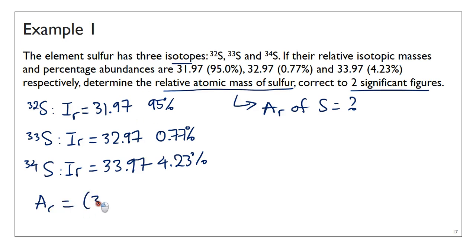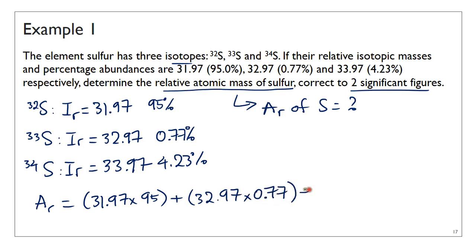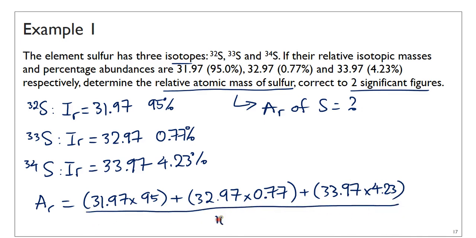So I'm going to go 31.97 times 95% plus 32.97 times 0.77% and 33.97 times 4.23%. You have to divide by 100. If your relative atomic mass turned out to be like 3000, you've done something wrong. I'm just typing things in the calculator because I'm not doing that by hand.